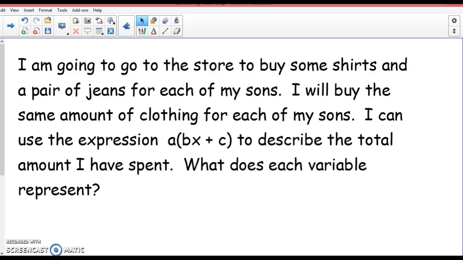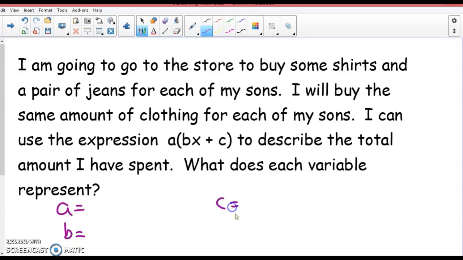All right, I want you to hit pause, read this problem, and then on your paper, write A equals, B equals, C equals, and X equals, and be very specific about what each one of these variables stand for. So go ahead and hit pause, and again, we're going to talk about this tomorrow in class.